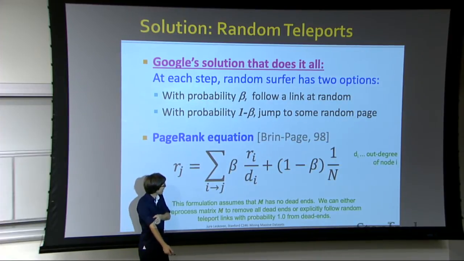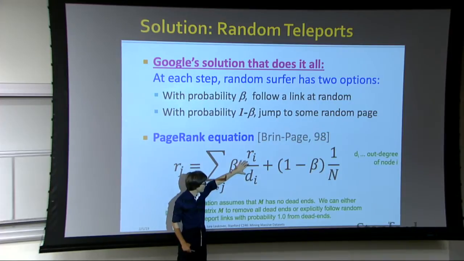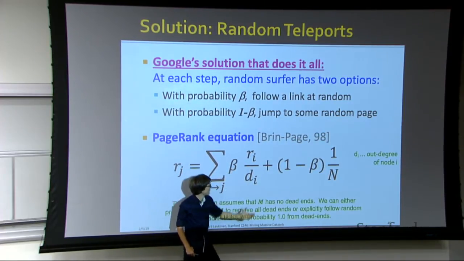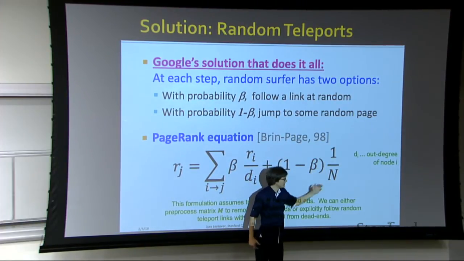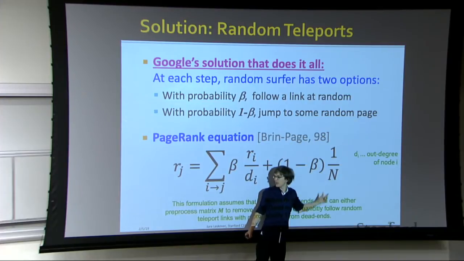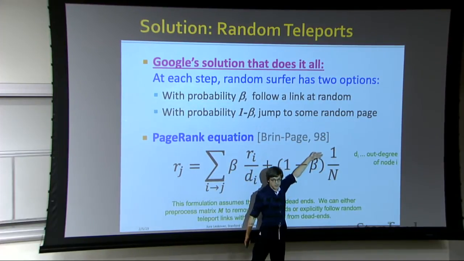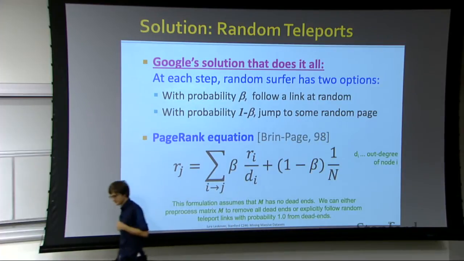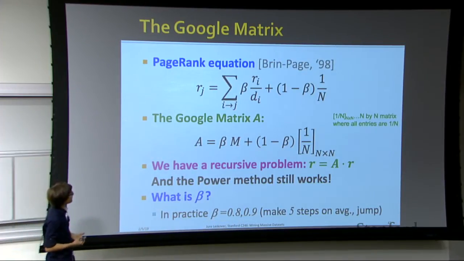So essentially, I still have my matrix M that I pre-processed to have no dead ends. I have beta here, and then this is the probability mass that comes from the random walker deciding to teleport and landing at this particular node J. Here we are assuming that the random walker can land at any node with equal probability. That's why here it is 1 over n. Okay? Great.